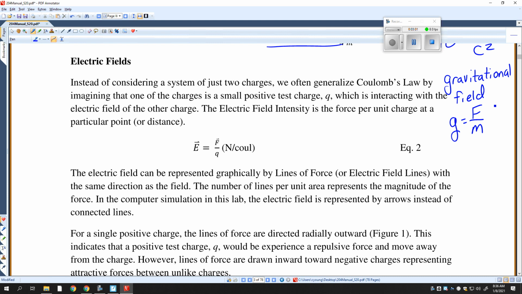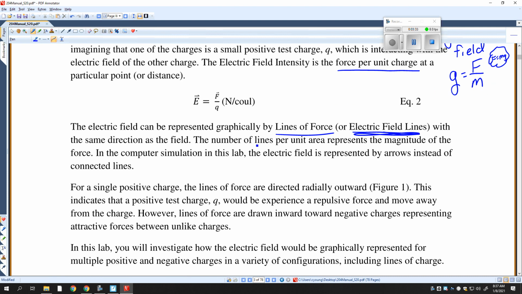Remember, this comes from F equals ma, or F equals mg. That's Newton's second law. So the gravitational field, or the acceleration due to gravity, is the force per unit mass. In a very similar way, the electric field is going to be a force per unit charge. The electric field can be represented graphically by lines of force, or we're going to call them actually electric field lines, with the same direction as the field. So a couple of rules about these lines of force. The number of lines per unit area represents the magnitude of the force.